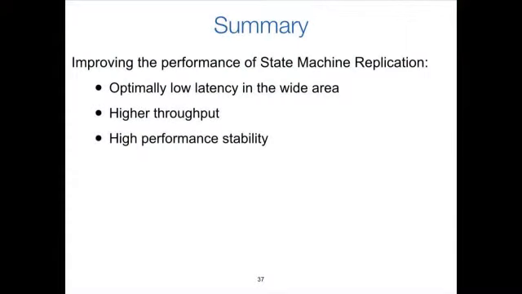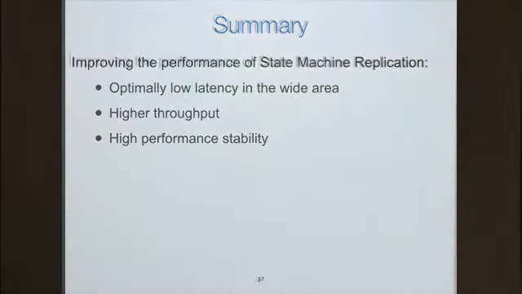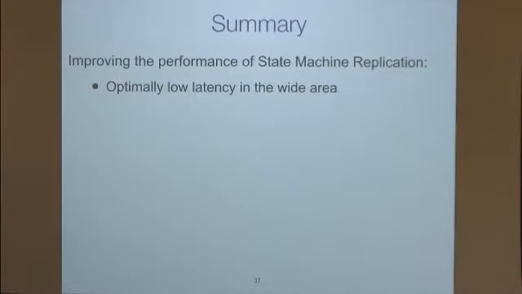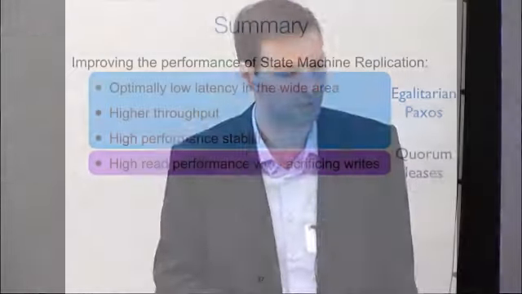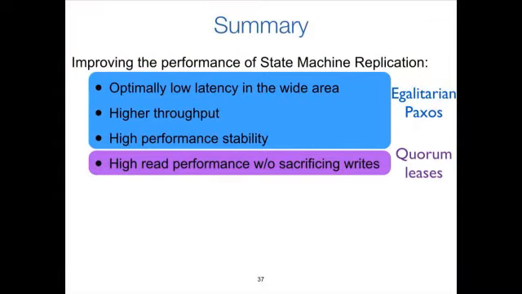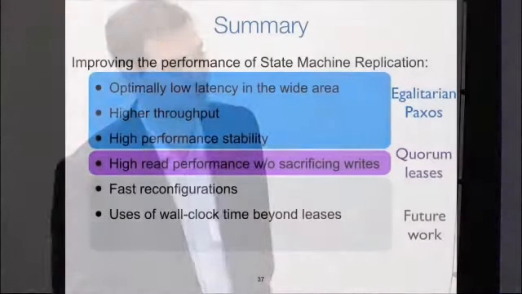So, in summary, I presented my work so far on improving state machine replication. I've shown you that we can get optimally low latency in the wide area, higher throughput, and higher performance stability with egalitarian Paxos. That we can get high read performance without sacrificing writes with quorum leases. And I believe there's extensive room for future work here.